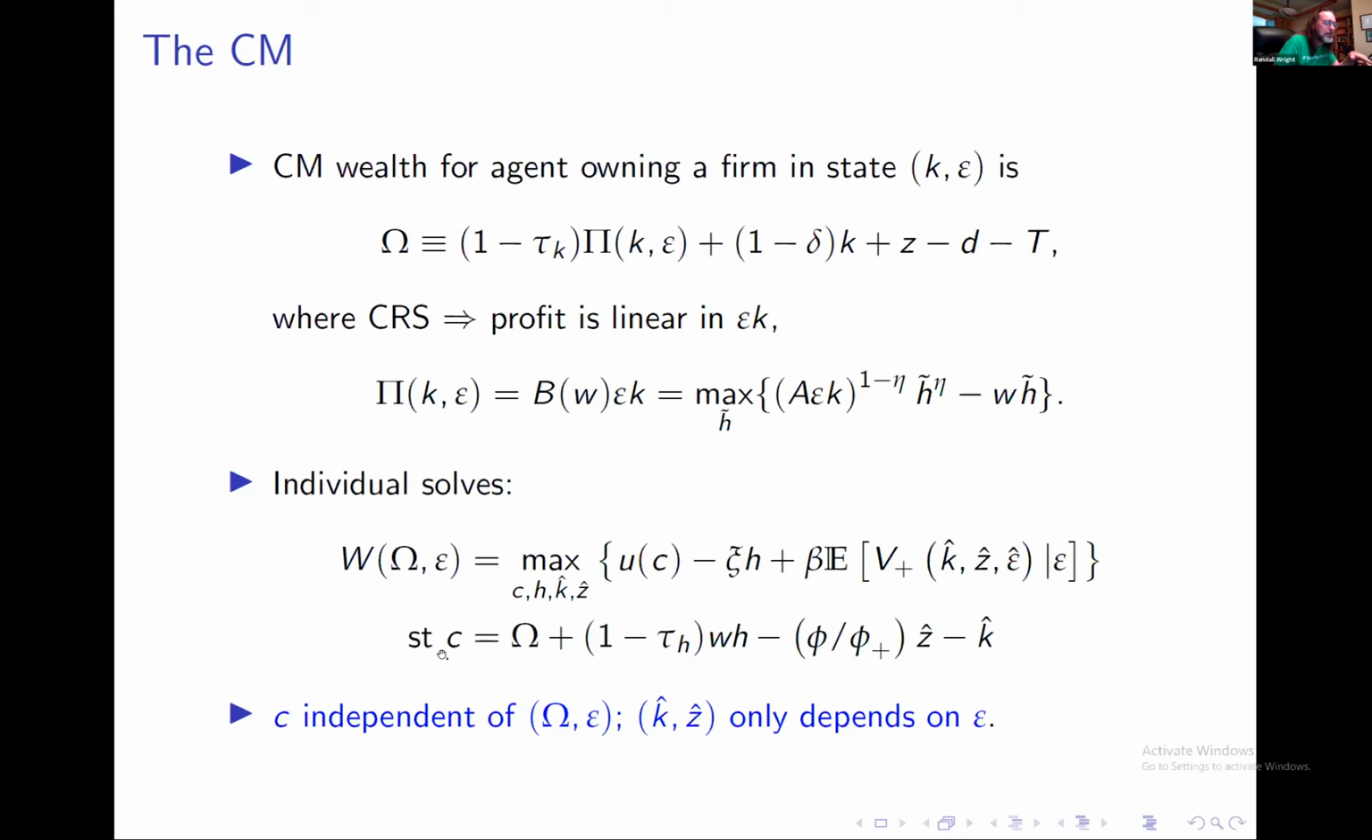Profit income is incorporated in omega, so it doesn't show up here. And then there's your labor income, demand for real balances, and investment in new capital in the primary market. And this is like Lemma 1 from any kind of Lagos-Wright setup. Consumption is independent of the state. Your portfolio in terms of new capital and real balances would be independent of the state, except for the fact that without IID shocks, there's going to be some conditional expectation here. So this is kind of interesting. If we make the shocks IID, we actually get a degenerate distribution of portfolios, but in general, we do not.